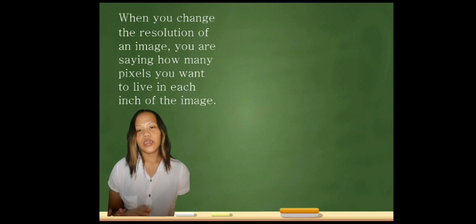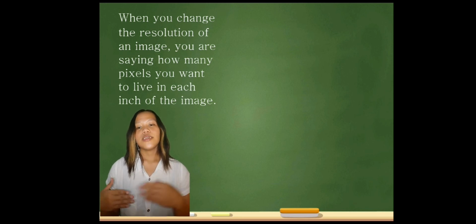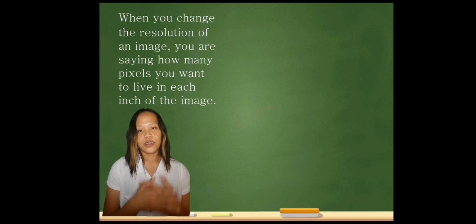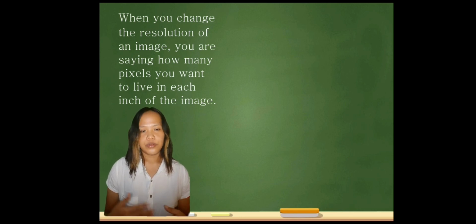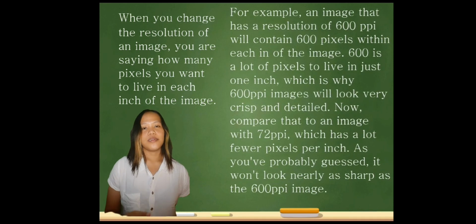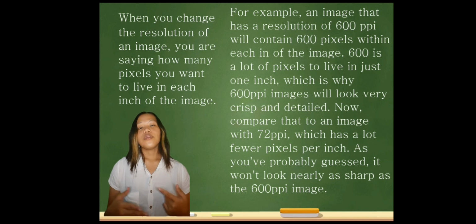So here are some possibilities. When you change the resolution of an image, you are saying how many pixels you want to live in each inch of the image. For example, an image that has a resolution of 600 PPI, pixels per inch, will contain 600 pixels within each inch of the image. 600 is a lot of pixels to live in just 1 inch, which is why a 600 PPI image will look very detailed and crisp or clear.